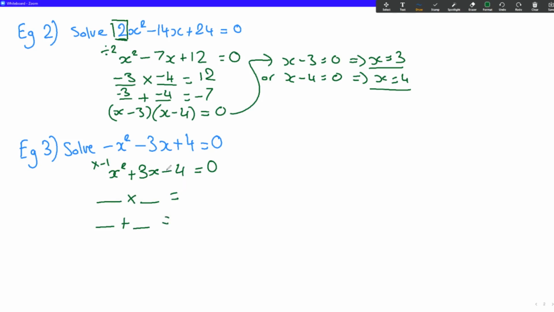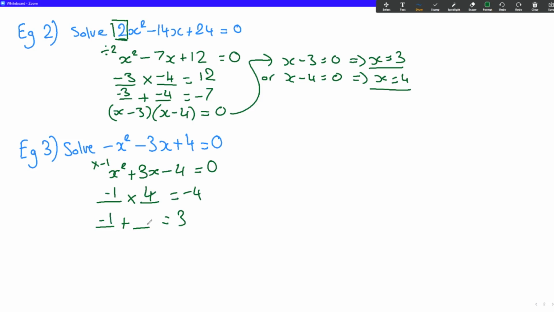So here we want to multiply to give minus 4, add to give 3. Now what we can see is that this value is negative, so we need a positive and a negative to get a negative. And it ends up being 1 and minus 4. My bad, minus 1 and 4. Okay, I'm mixed up, because minus 1 and 4 make minus 4.